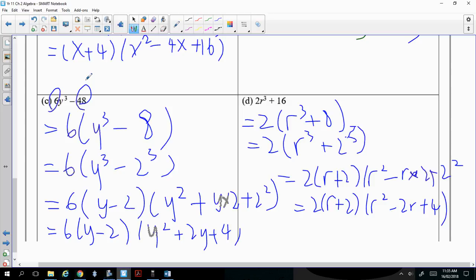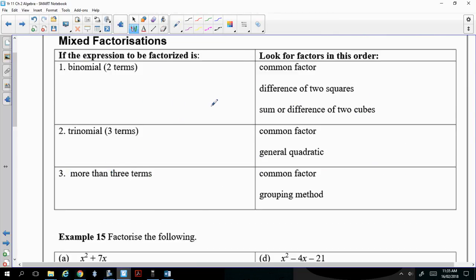All done? Okay, I'm going to ask you to copy it later. So I'm going to move on to the next page. Make sure you do what I wrote on the board. Nat, yes? Okay, now let's look at this.